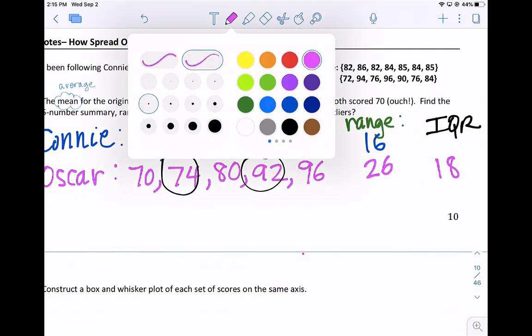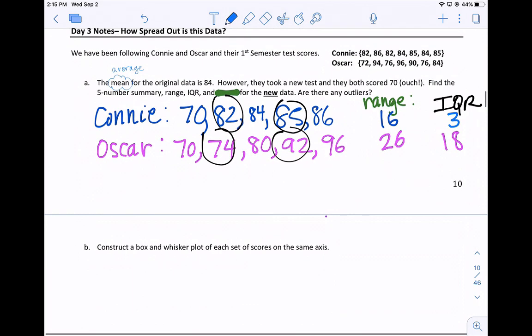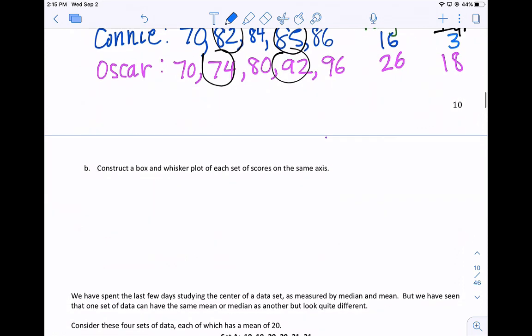This is 3. Okay, so hopefully you're doing okay so far, finding a 5-number summary and the IQR. Next it says construct a box and whisker plot of each of the set of scores on the same axes. So what that means is we're going to make a number line and put a box plot. I like to stack them so we can compare them. So here's my box plot.